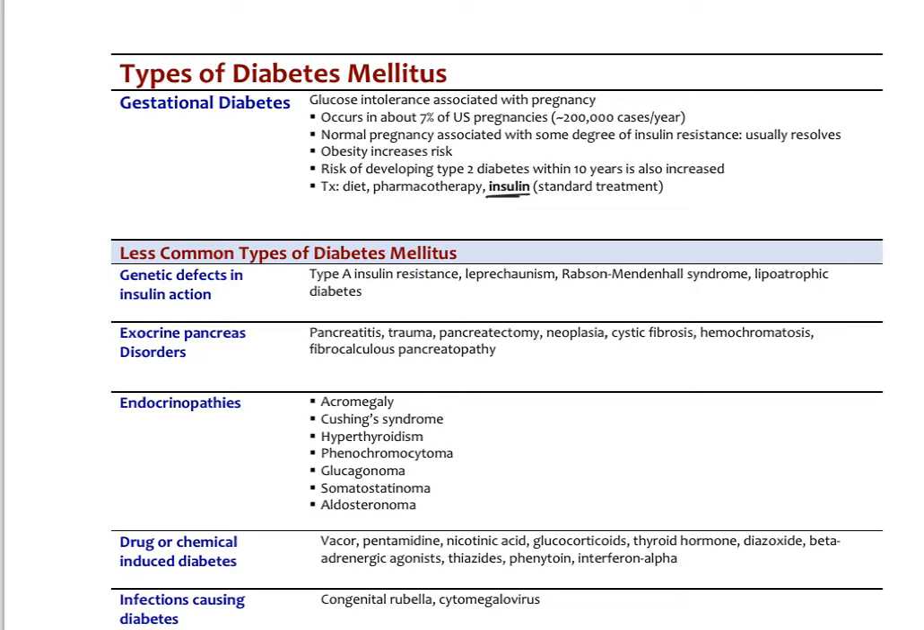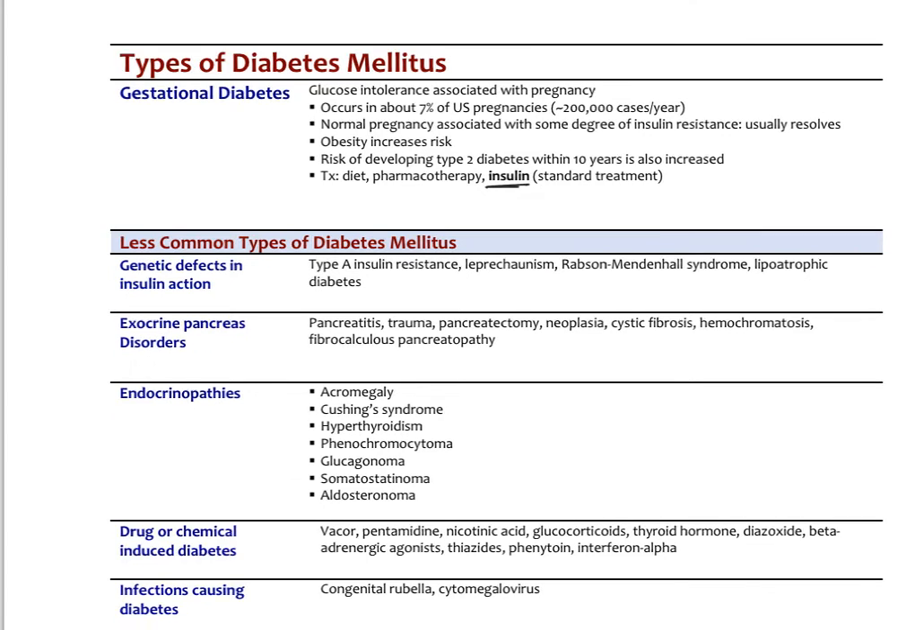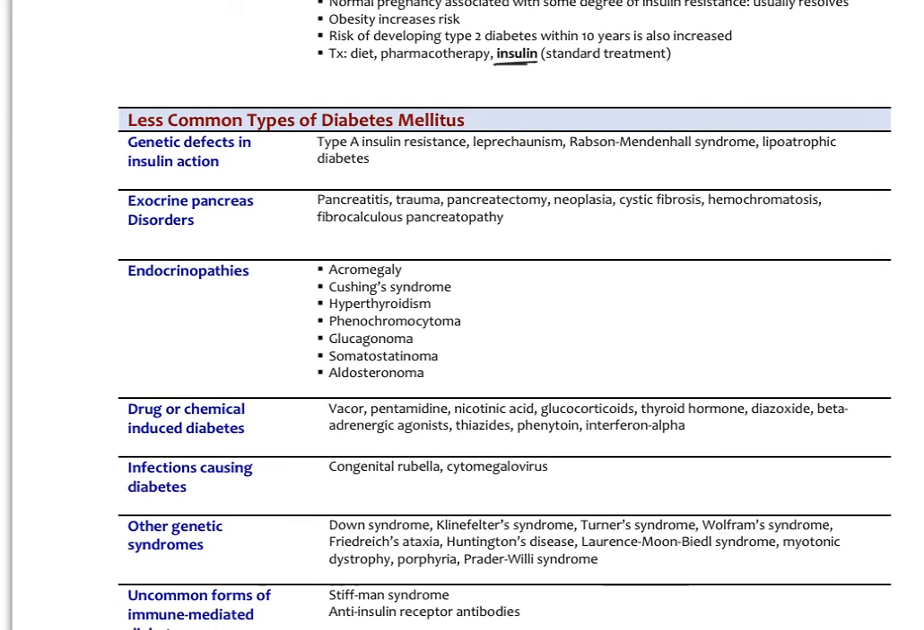Less common types of diabetes, these would usually be diagnosed as different illnesses, which then have diabetes as a component. So I just put the list here. There's a lot of very uncommon genetic defects in insulin action. We can have exocrine pancreatic disorders like pancreatitis and so forth, which can damage the beta cells. We've talked about that in the pancreas section.